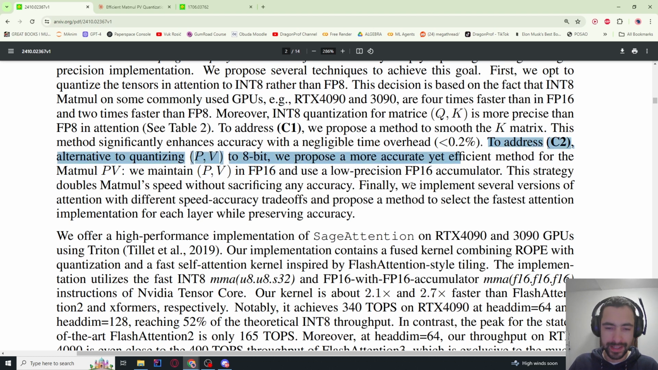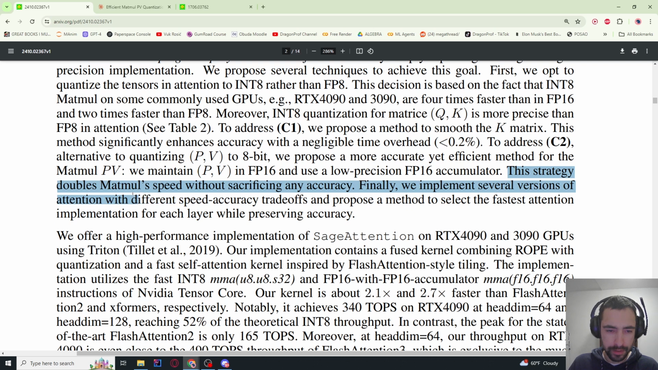And then to address the second challenge, they keep P and V matrices in FP16. Now it's a bit unclear if they were reduced to FP16 from FP32 or they were trained like this from the beginning. And instead of reducing these two matrices, they use a low precision FP16 accumulator, which from my understanding means that when you are doing the matrix multiplications, so you're adding and multiplying elements between each other, you use a lower precision for those intermediary results.